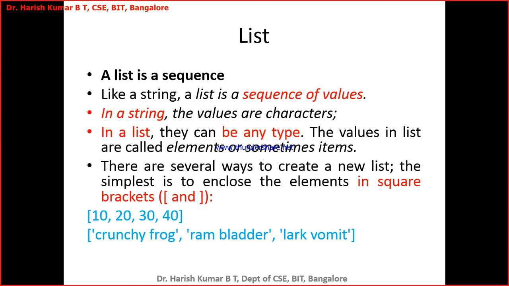Okay. And again there are no restrictions on what kind of elements may be there in the list. So a list can contain any type. There can be any type of values in the list, and the values in the list we sometimes call items, or you can also call them elements.